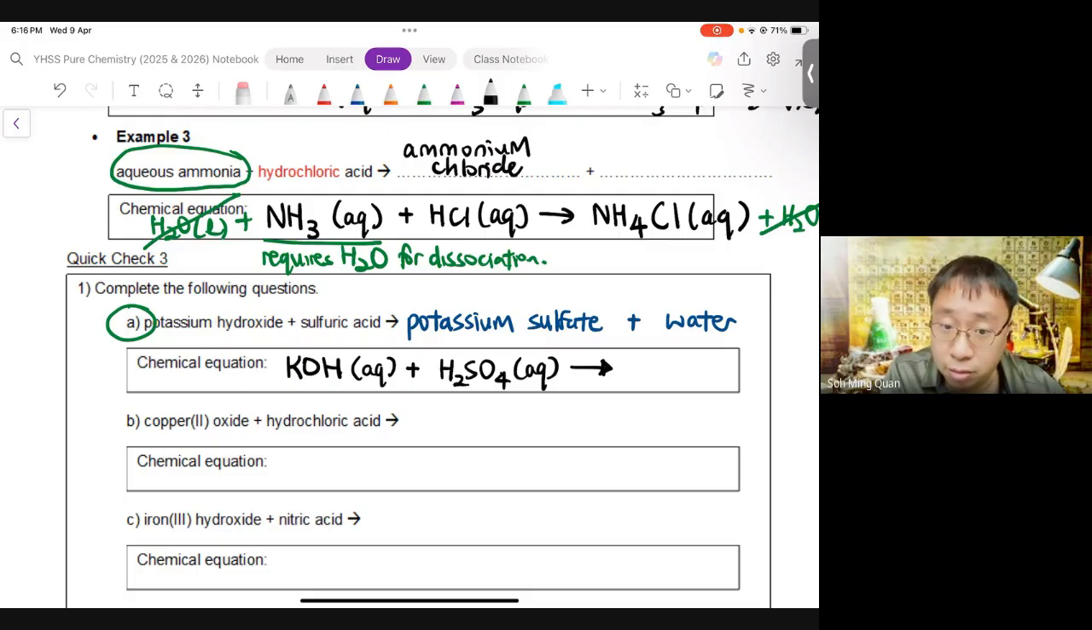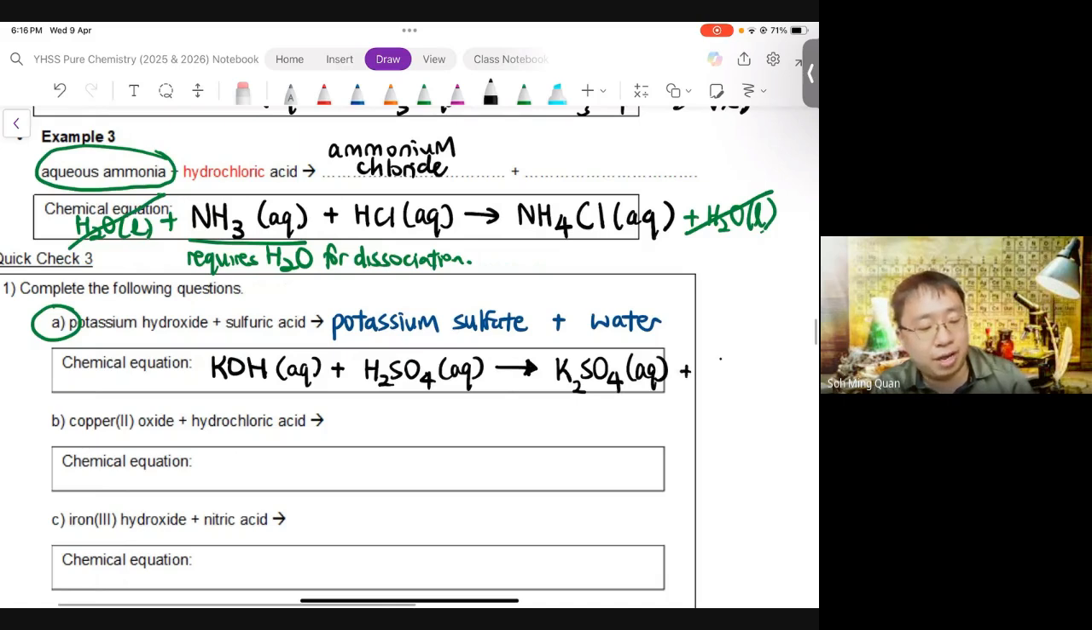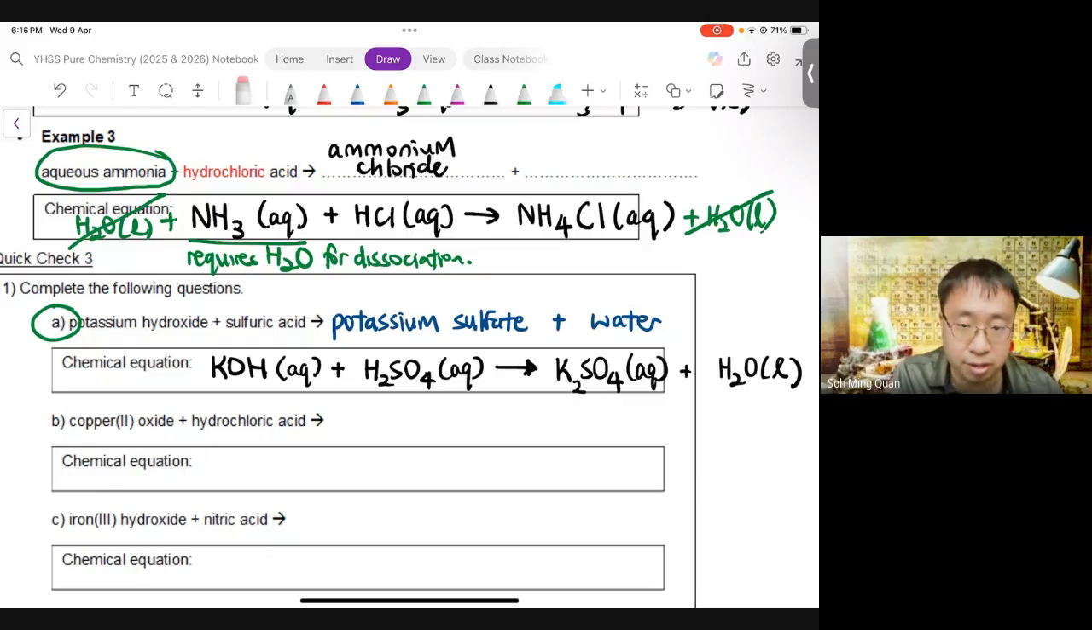Potassium is group 1, so it forms K plus. Sulfate is SO4 with a 2 minus charge. Hence, the formula is not KSO4. It's not KSO4. It's K2SO4. Aqueous plus H2O liquid. Remember, water is a liquid. It's not aqueous. You need to write the formula correctly first.